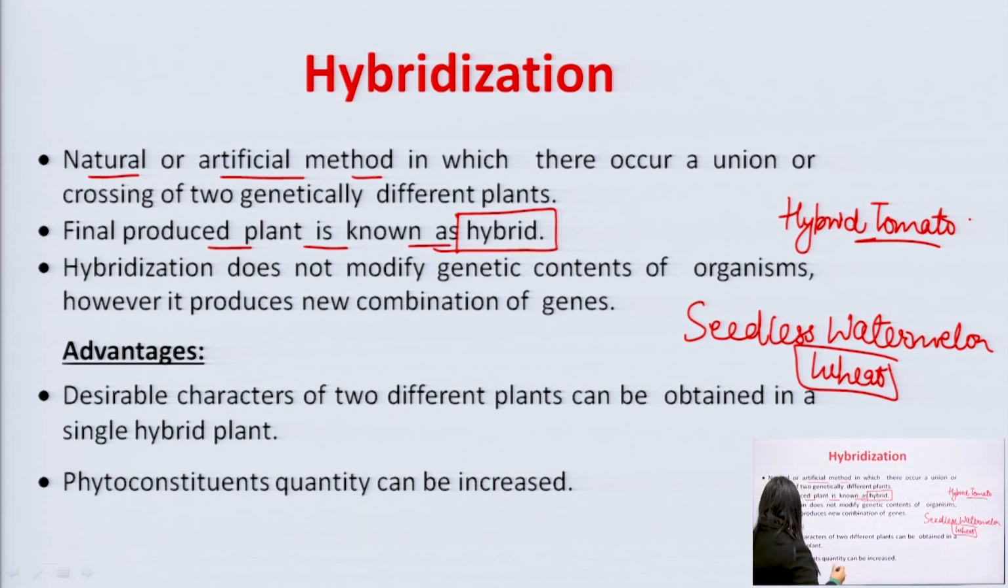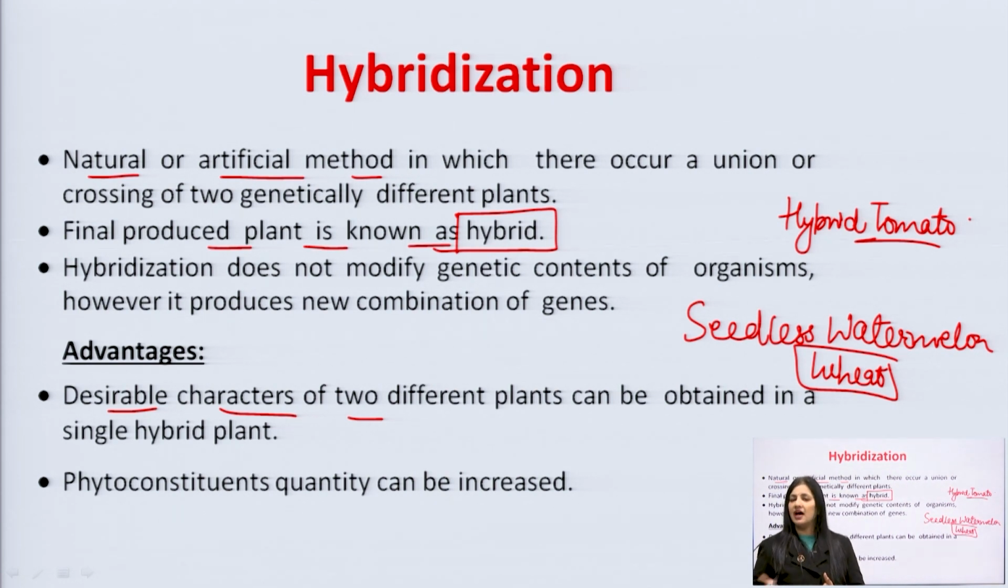Advantages: obviously it offers that the desirable characters of two different plants can be obtained in a single hybrid plant. Earlier, we could not eat cucumber throughout the year, है ना. सारा साल खीरा नहीं मिलता है. It is basically a vegetable of the summer season, but now you get it throughout the year. Why? Because you have that hybrid variety which can sustain in low temperature also. It can also be grown at low temperature.